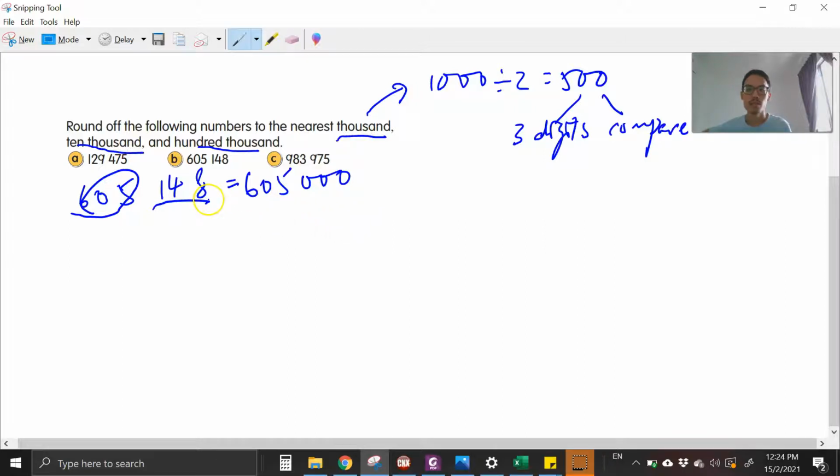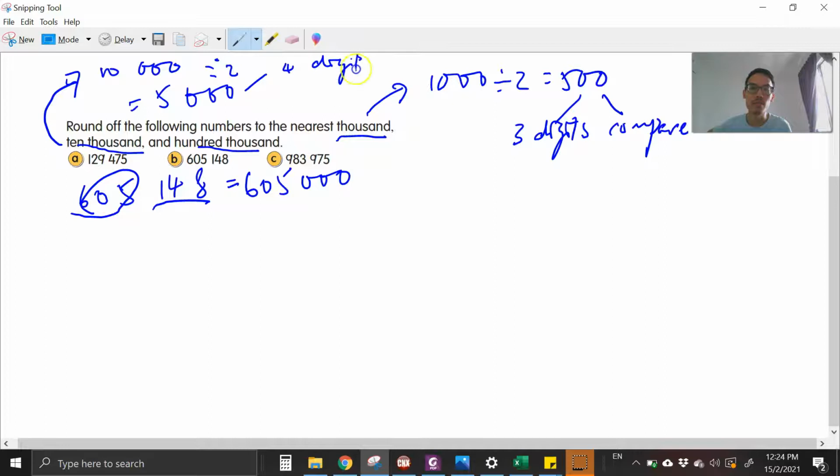Okay. Then we need to round off to the nearest 10,000. Write down your 10,000 first. Divide it by 2. We get 5,000. So 5,000 will tell you there are 4 digits. And secondly, you need to compare. So write the question first.